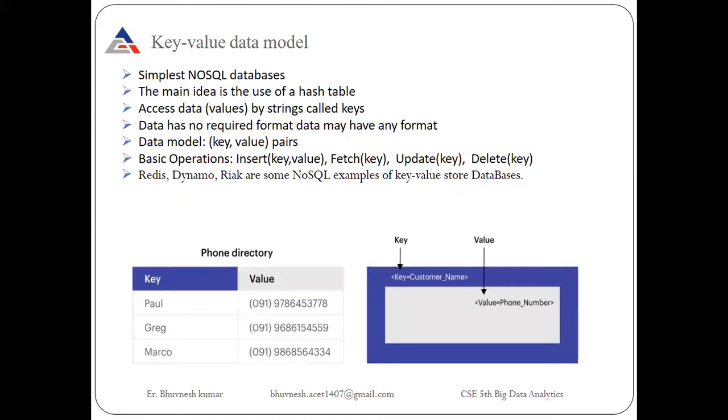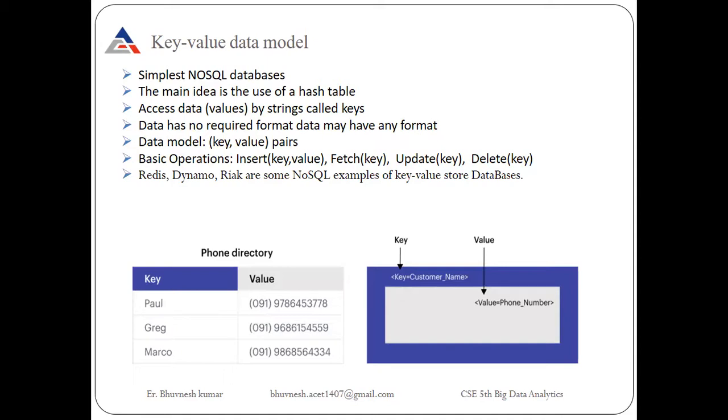First, the key value data model: how it will store your data, that we will study. First type is the key value data model. It is the simplest NoSQL database. These models are used to store the data in different forms. The main idea is the use of a hash table. In key value, we are using the concept of a hash table.